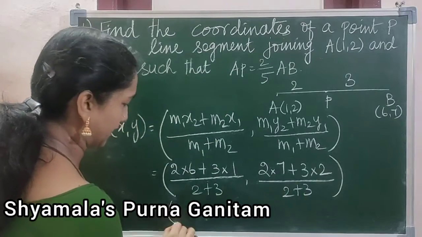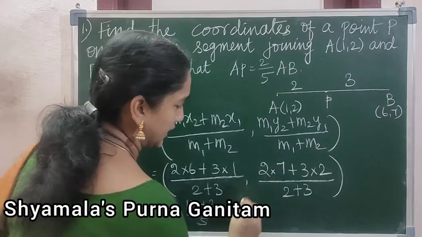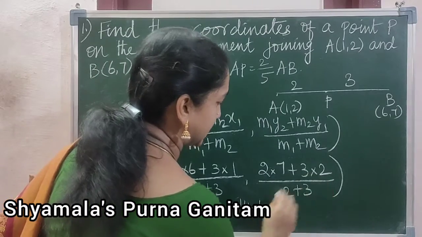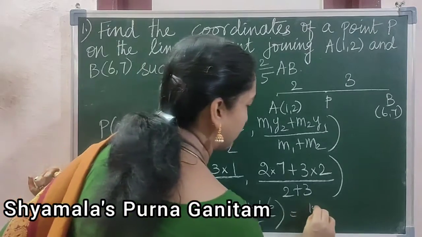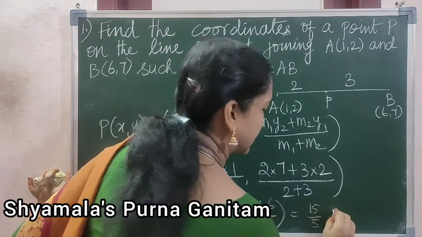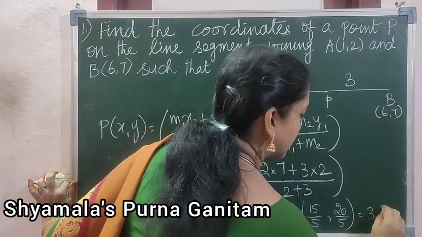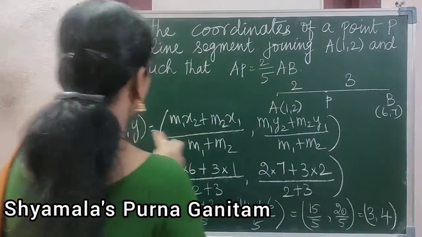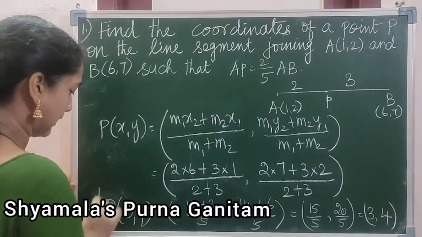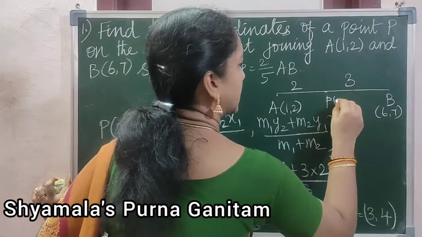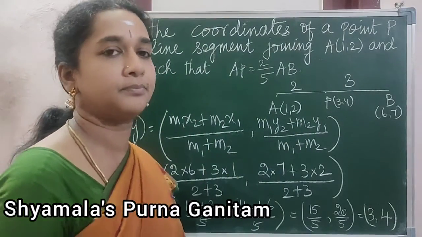This has to be simplified. So 6 2s are 12, 12 plus 3 by 5, and this one is 7 2s are 14 plus 6 by 5. So you will get 12 plus 3, 15 by 5, and 14 plus 6 is 20 by 5. When you simplify, you will get (3, 4). So this is the coordinate point of P. P is (3, 4). This is the thing they are asking you to find. This is a very important sum.